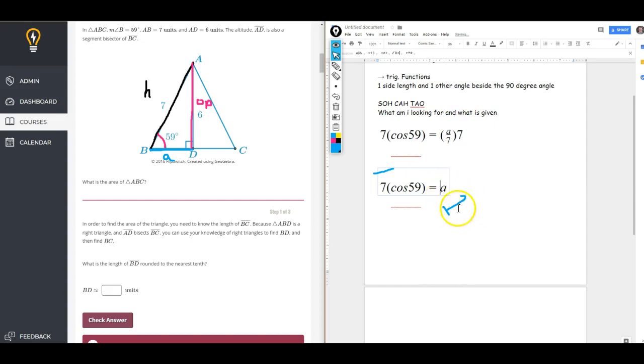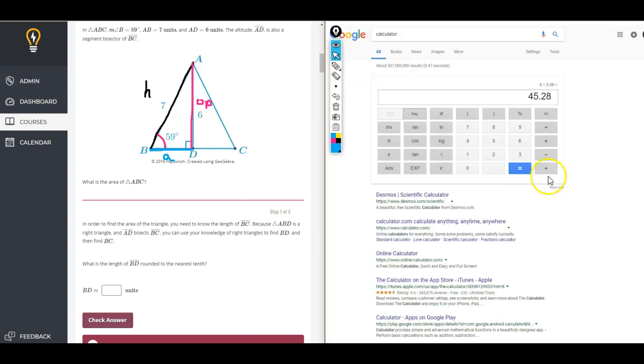Typically in math we write a. It is understood that if we write a, there has to be at least one of them in order for us to write it. So then we would come over to our calculator and say 7 times the cosine of 59. Make sure we are in degrees. 3.60, so rounded to the nearest tenth is 3.6.